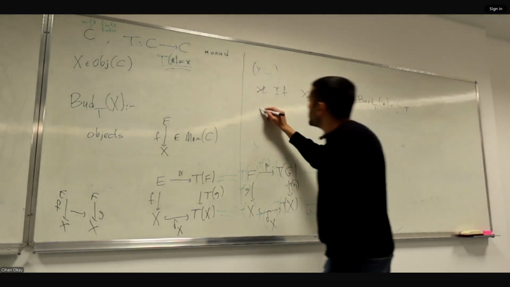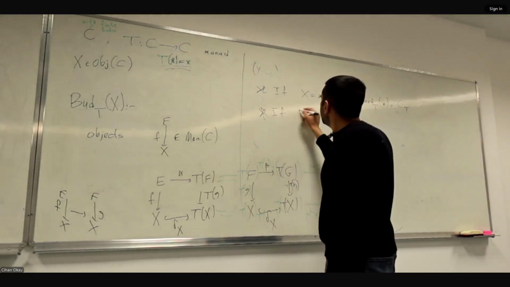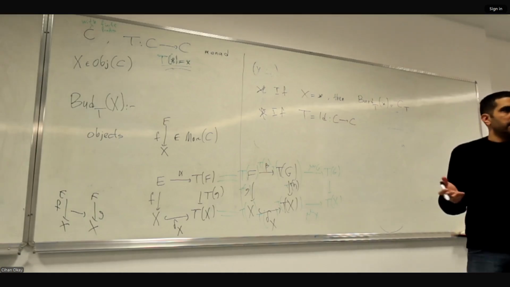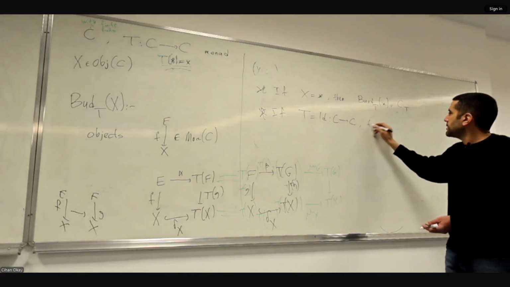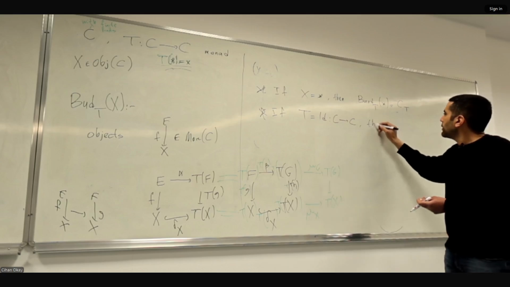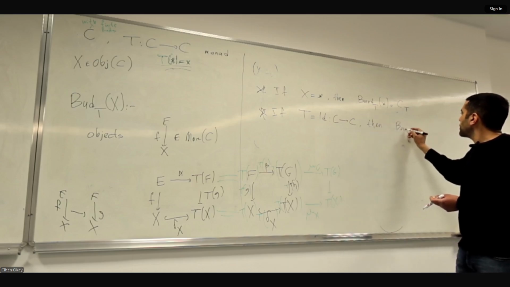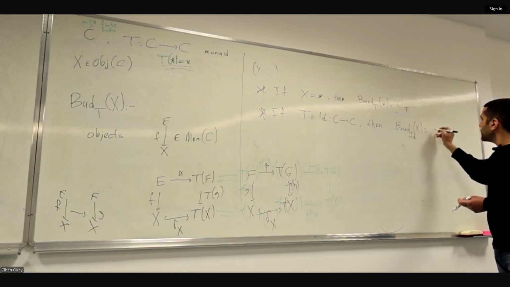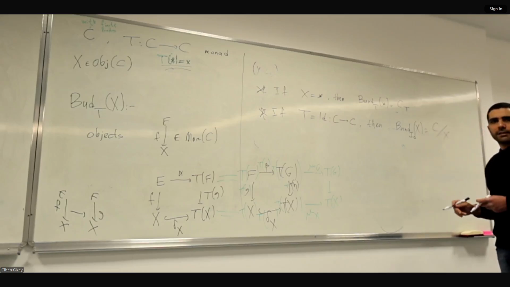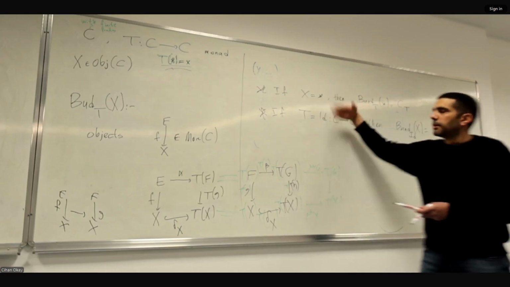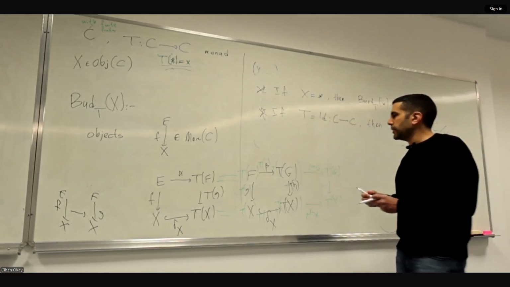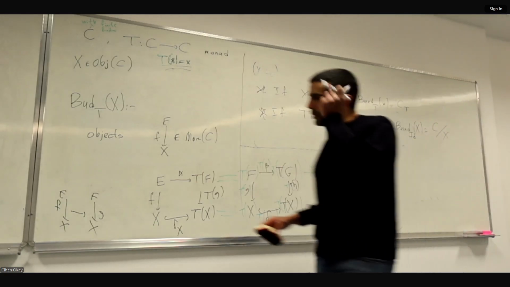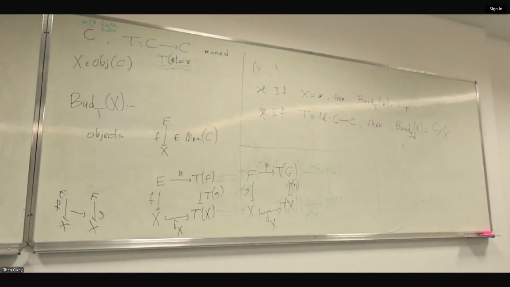Okay, and it generalizes another thing: if T is the identity monad from C to C, then what is this? This is a slice category, right? Then the bundle for the identity monad over any x is exactly this slice category. Okay, so this generalizes both of these definitions. So okay, let me move there.